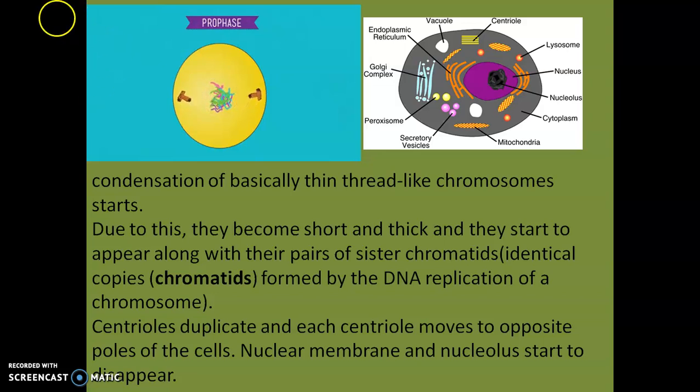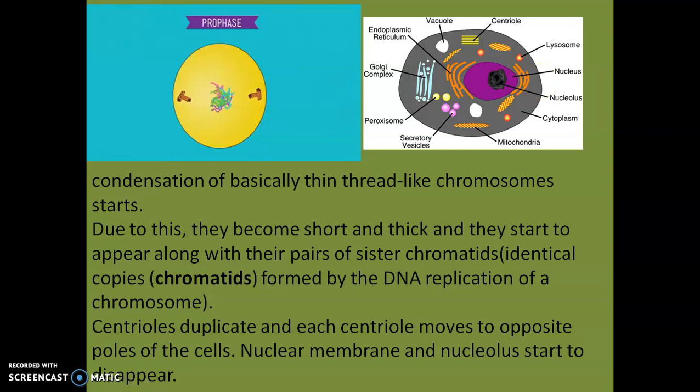As you can see in both these diagrams, here we see the first phase. Here the condensation of chromosomes is taking place. This is the structure of an animal cell, or any kind of cell basically. Centriole duplicates and each centriole moves to the opposite pole of the cell. One may go here, here, poles. We will study further what is the use of the centrioles.